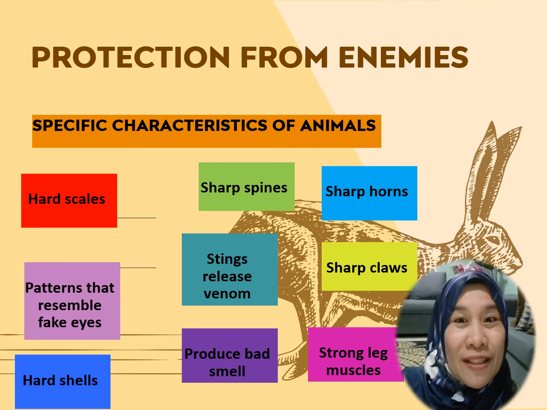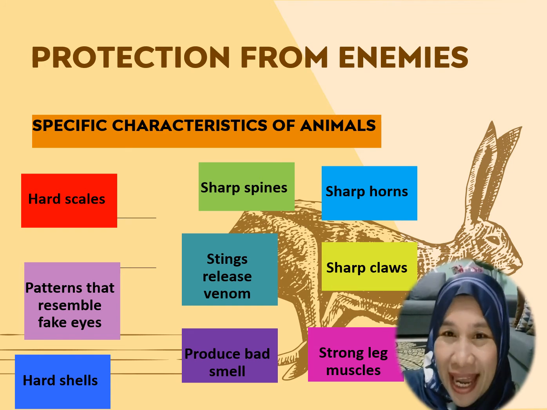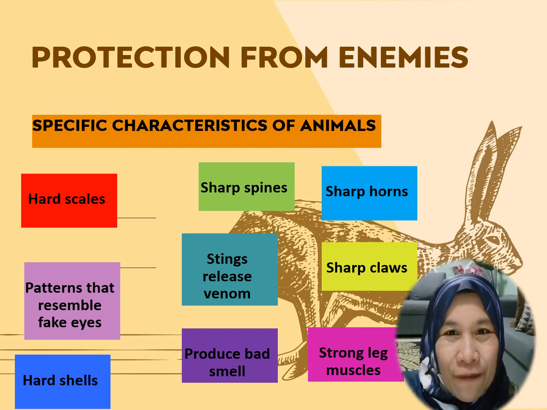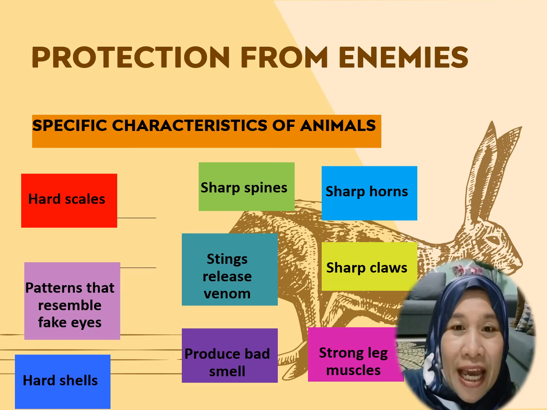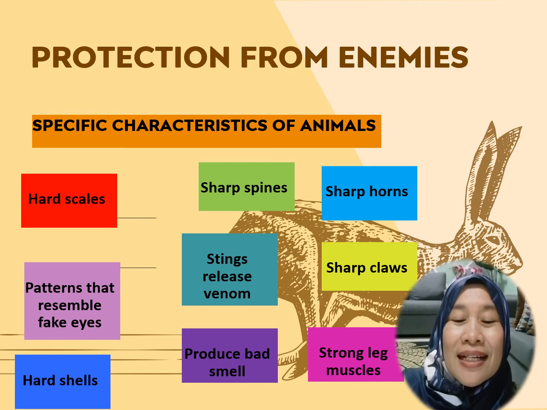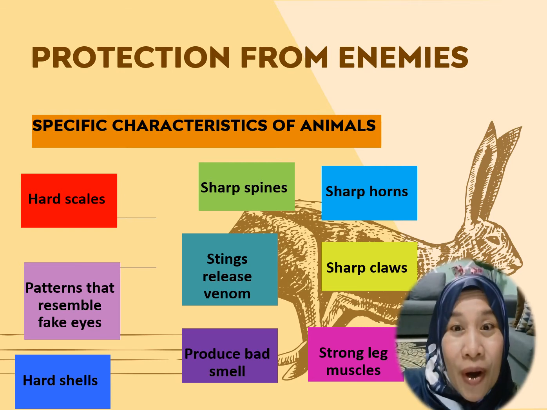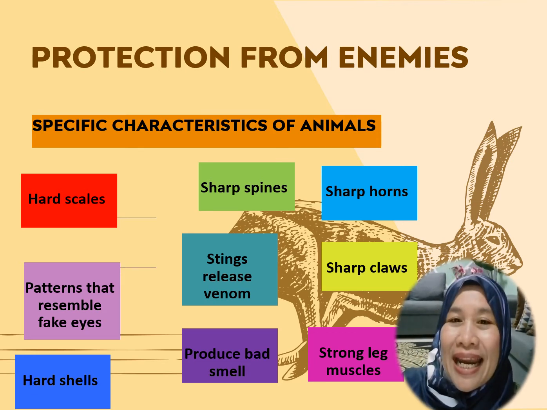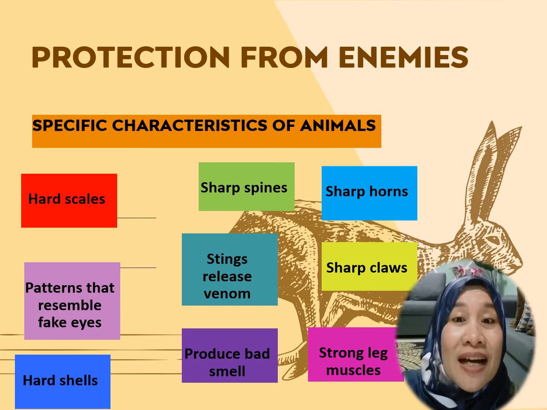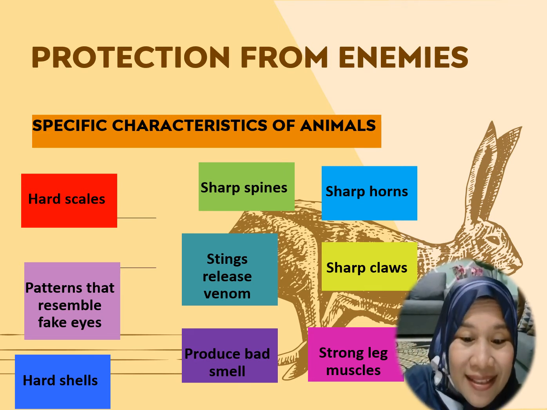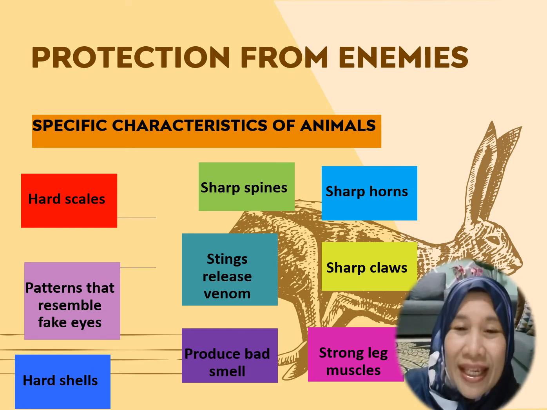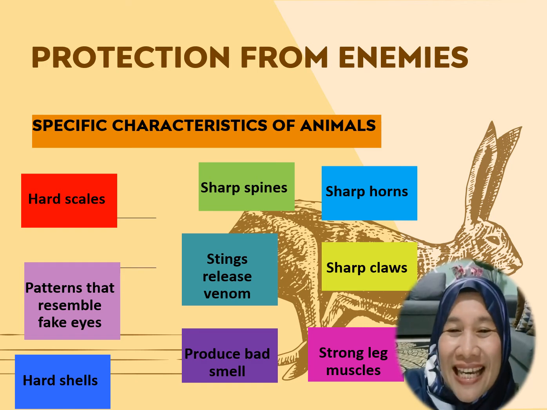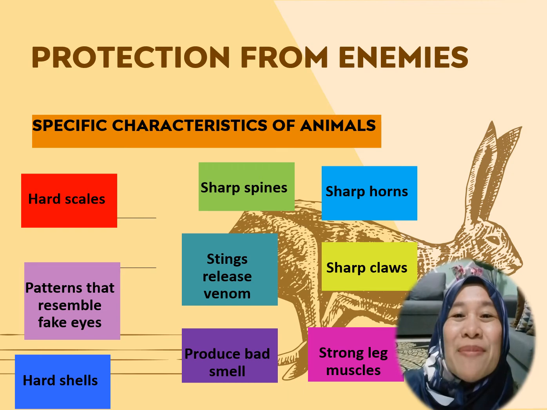Okay, now specific characteristics of an animal mean that it can protect them from enemies. What kind of specific characteristics does an animal have? So we look at here. They have hard scales, sharp spines, sharp horns, and patterns that resemble fake eyes on the body. They have stings that release venom, sharp claws, and hard shells. They also produce bad smells, and they have strong leg muscles. Now, all these specific characteristics can protect them from enemies.